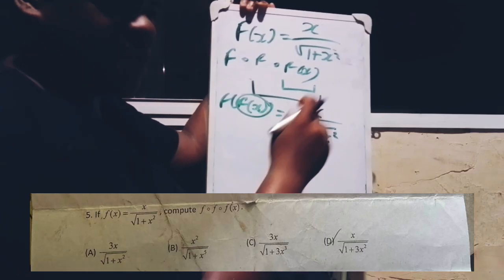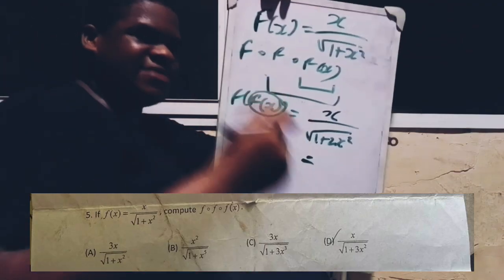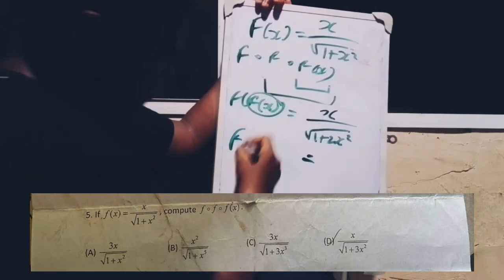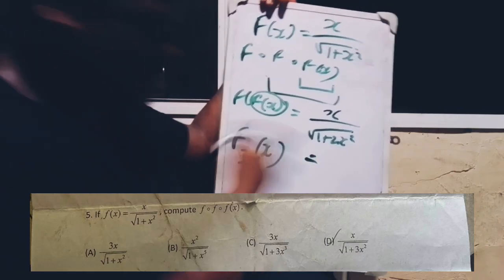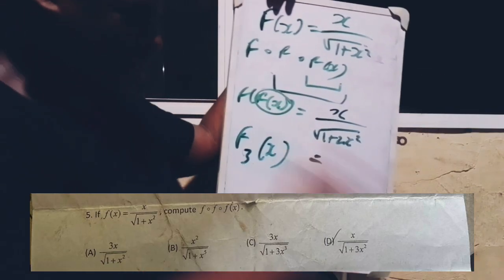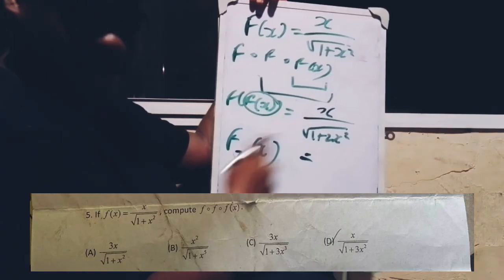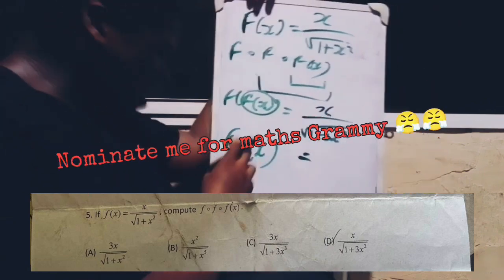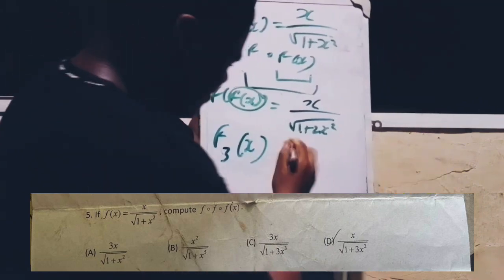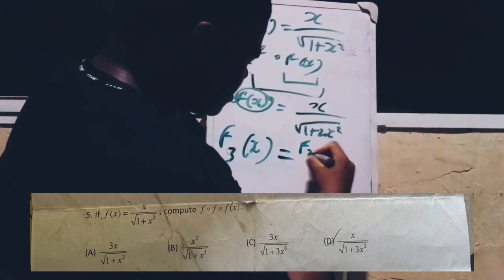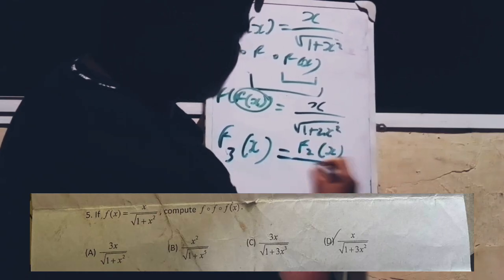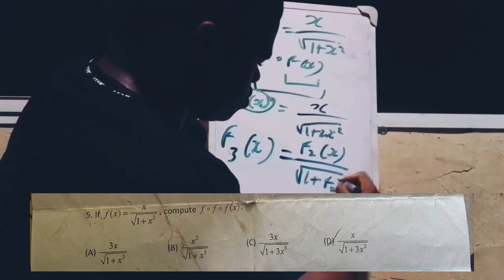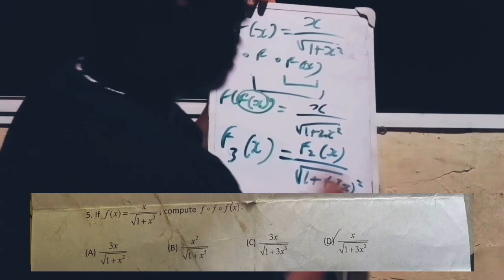But f cube of x is not like the way you have sine of x all squared, the same as sine squared x, put as a subscript. Yes, this actually looks like a clean way of writing it: instead of writing f of x, just write f subscript 3 of x. This looks sweeter to write, but I'm going to write it like this. So f subscript 3 of x is going to equal f subscript 2 of x divided by the square root of 1 plus f subscript 2 of x all squared. Okay.